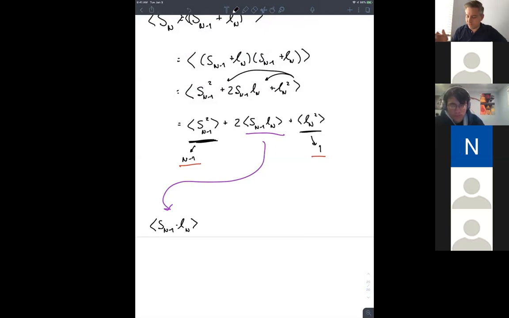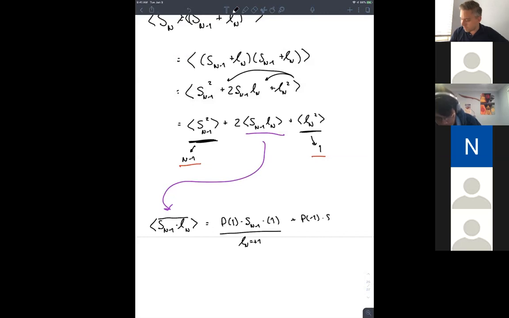All right, so now we just do it, right? We take this function, we multiply by the probability distribution, and then we sum over all possible values. If we write it out, what we get is the probability of 1 times S sub n minus 1 times if L sub n is 1. In other words, this term is what you get when L sub n is plus 1, plus the term that you get when L sub n is minus 1. And that's P of minus 1 times S sub n minus 1 times minus 1.